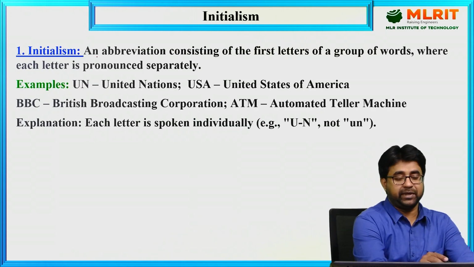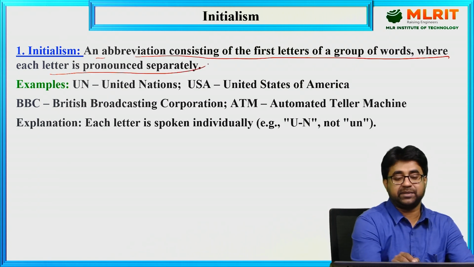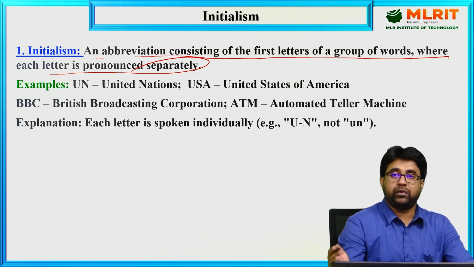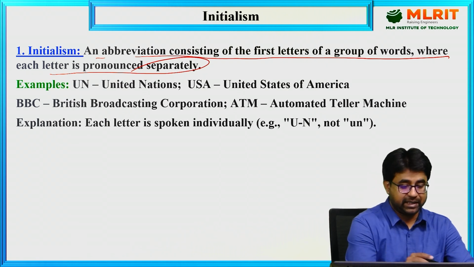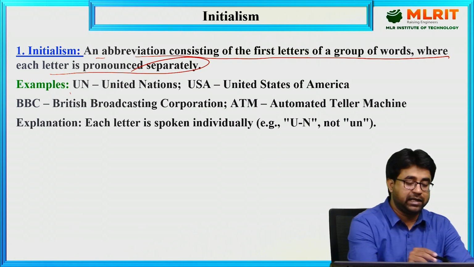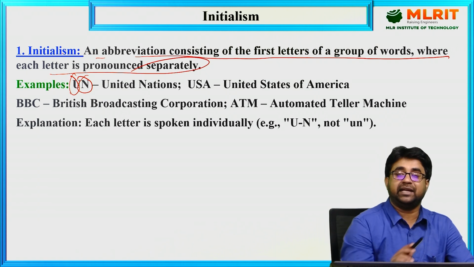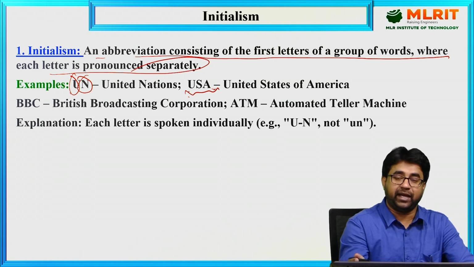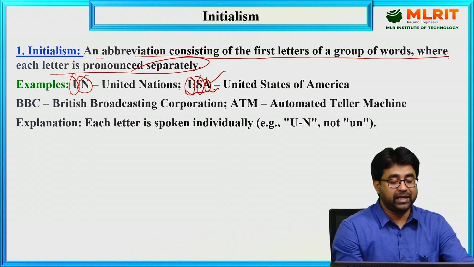So let's see, what is initialism? It is an abbreviation consisting of the first letter of a group of words where each letter is pronounced separately. When we use the first letter of a group of words, and we pronounce each of the letters separately. See the example, UN. I am not saying "un". I am not pronouncing it as one single word. I am pronouncing these 2 letters U and N separately. So this is an example of initialism. USA, again. Each letter I am pronouncing separately. This is also an example of initialism.